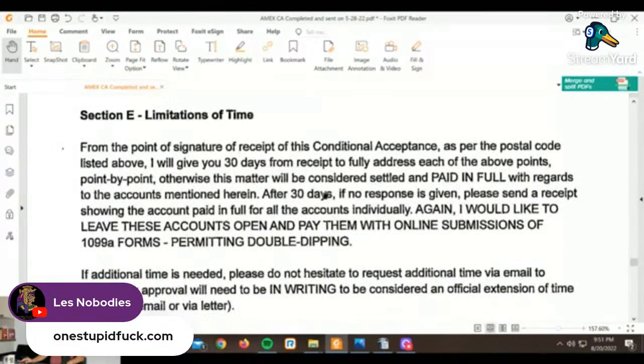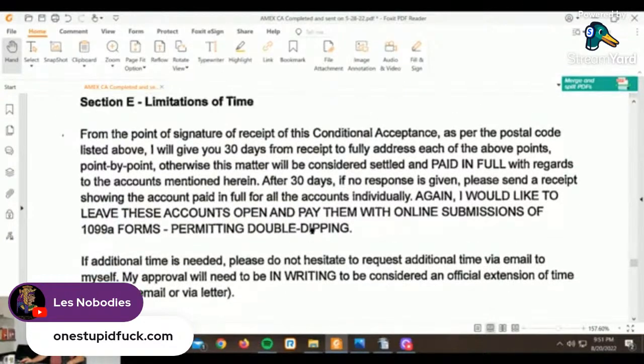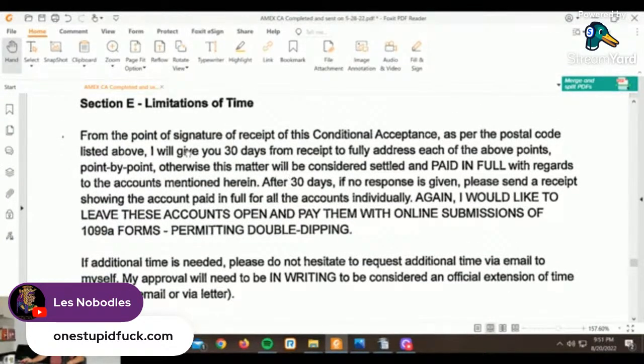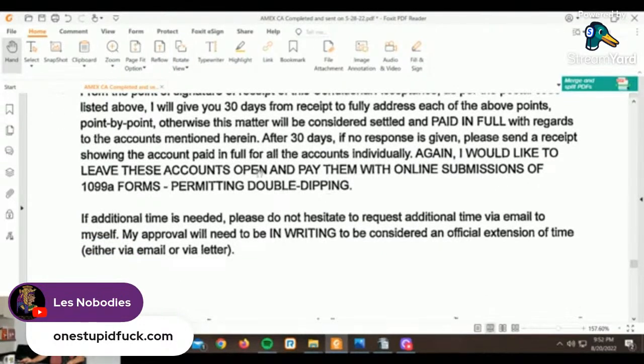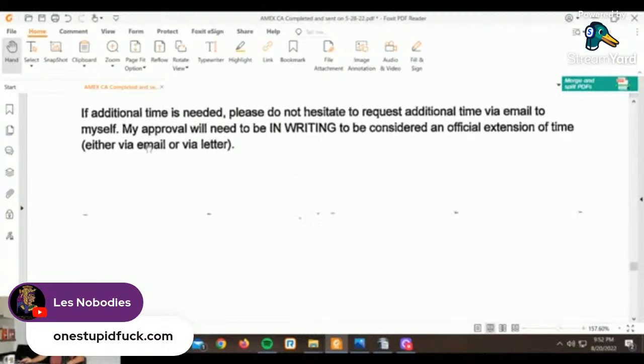Section E, limitations of time. From the point of signature of receipt of this conditional acceptance, as per the postal code listed above, I will give you 30 days from receipt to fully address each of the above points, point by point. Otherwise, this matter will be considered settled and paid in full with regards to the accounts mentioned herein. After 30 days, if no response is given, please send a receipt showing the account paid in full for all the accounts individually. Again, I would like to leave these accounts open and pay them with online submissions of 1099-A forms permitting double dipping. If additional time is needed, please do not hesitate to request additional time via email to myself. My approval will need to be in writing to be considered an official extension of time, either via email or via letter.